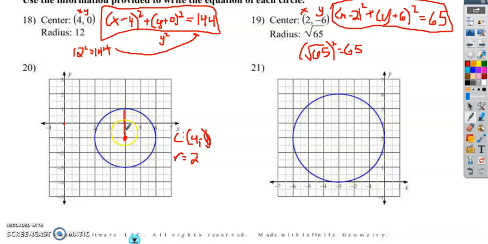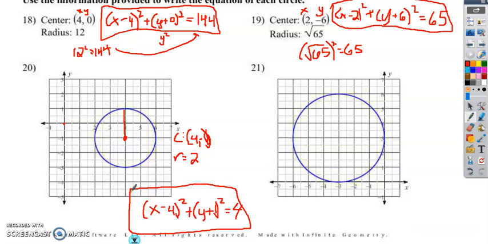Just be careful, the scale on these, if you notice, this is one whole movement, and that's a second whole movement. I know you see those extra lines, so just be aware of that. So then let's get going to our equation like it asked for, x minus 4 quantity squared plus y plus 1 quantity squared, and then 2 squared is 4. So here is my equation.